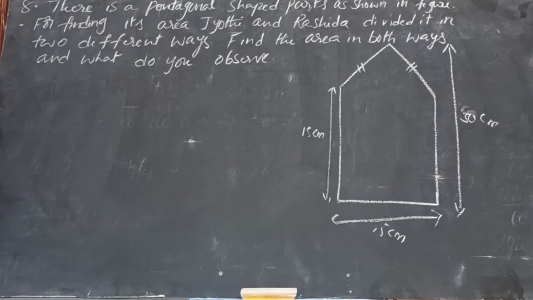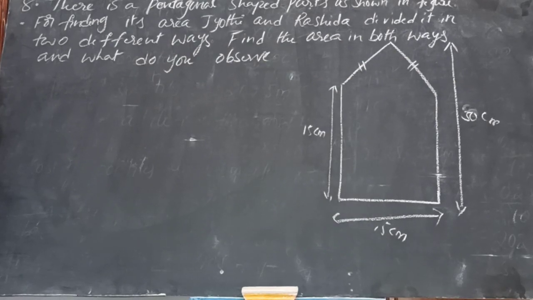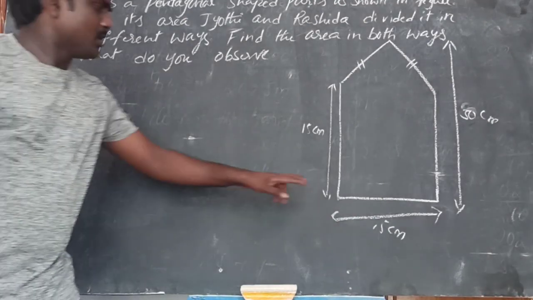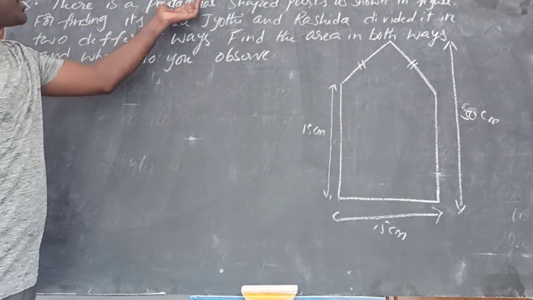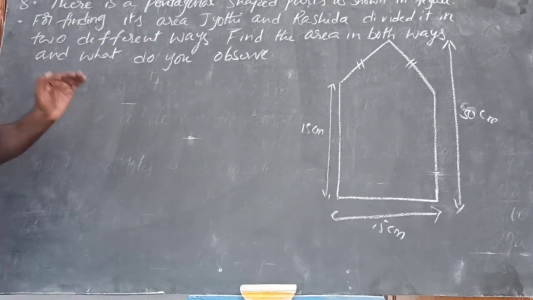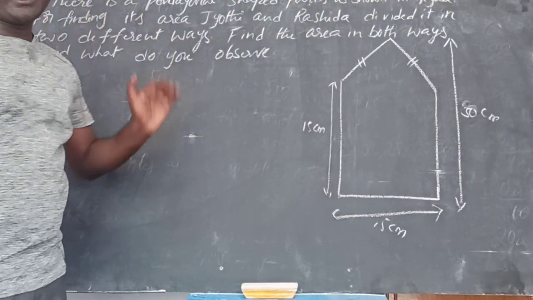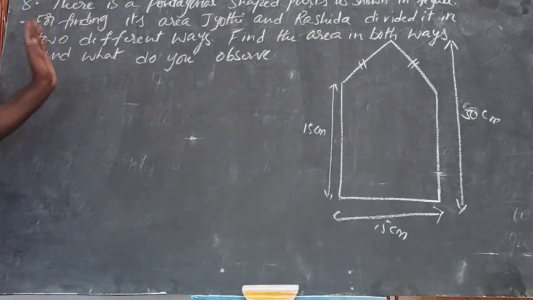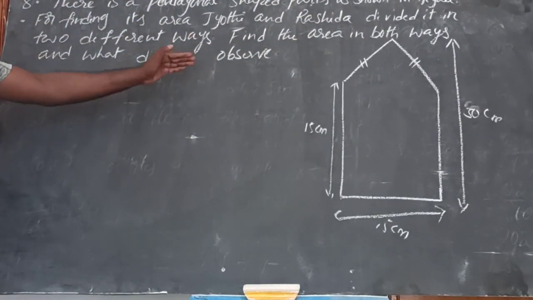Take one more. There is a pentagonal shaped park as shown in the figure. Pentagonal means a polygon having 5 sides is called a pentagon. Okay, 1 2 3 4 5. For finding its area, Jyoti and Rasida, that means Jyoti is doing one process and Rasida is doing another process, divided into 2 different ways. Find the area in both ways and what do you observe?